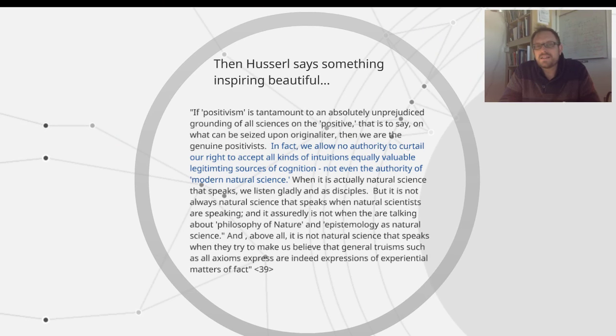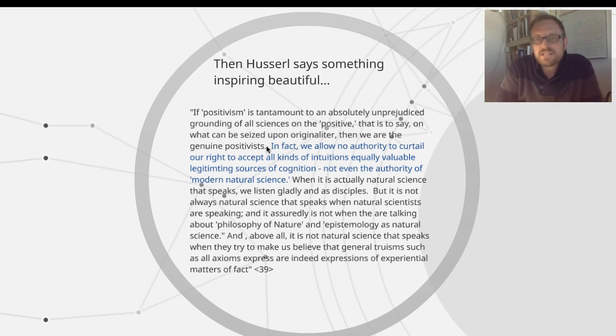When I was reading this, I thought this was a quite beautiful passage. I don't know if you'll agree, but Husserl says something in this passage which I find quite inspiring and quite beautiful. He says, "If positivism is tantamount to an absolute unprejudiced grounding of all sciences on the positive, that is to say, on what can be seized upon originarily, then we are the genuine positivists."